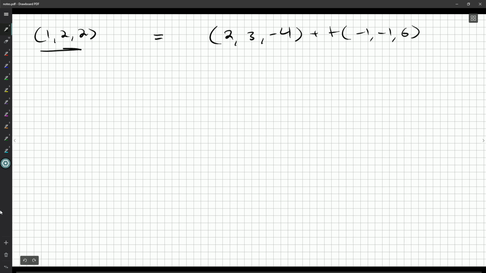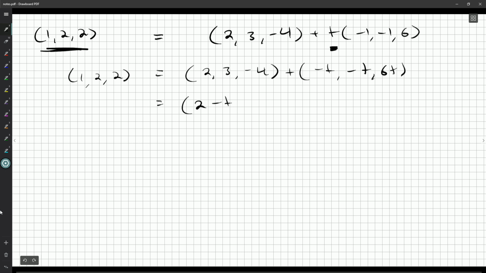We don't have to start off by first finding parametric form. This point, (1, 2, 2), is on the line if we can find a single value for t that makes the left-hand side equal the right-hand side. Well, we can simplify the right-hand side. Scalar multiply this t in, you'll get -t, -t, 6t. Add them up: 2 minus t, 3 minus t, -4 plus 6t.